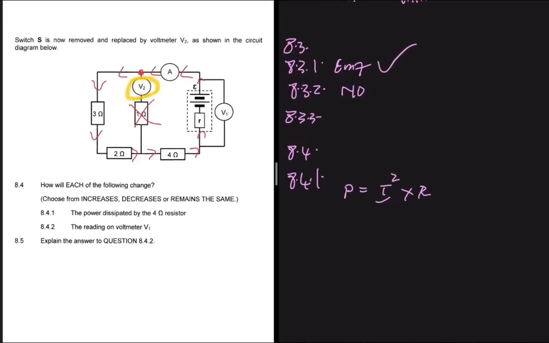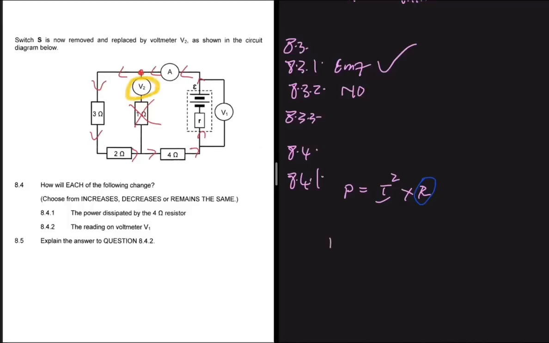So let's analyze what's happening here. The resistance of the 4 ohm resistor will still be the same, right? Will still be R. So here we are only worrying about the current. If the current has increased, then the power dissipated would have also increased. If the current had gone down, then the power dissipated will also go down, right? So let's analyze whether the current goes up or goes down when we have V2 there. The current is going to go down, right?